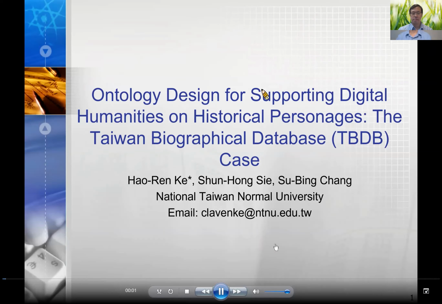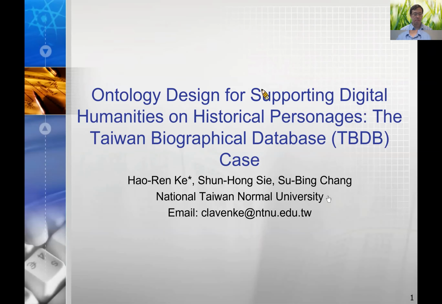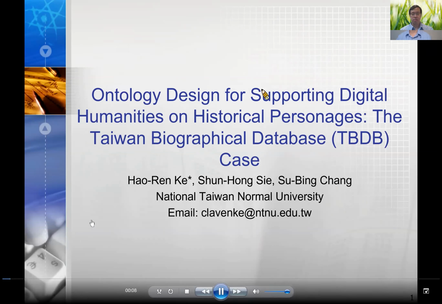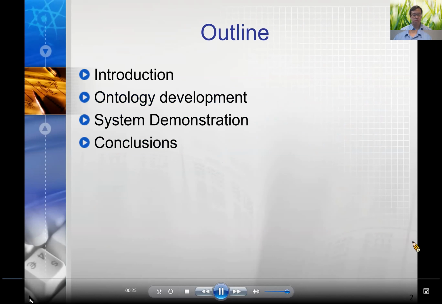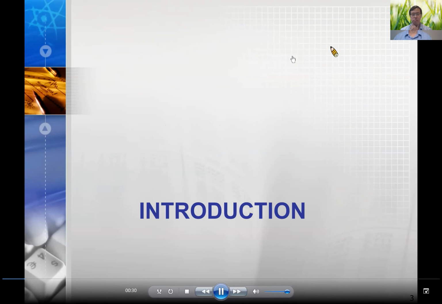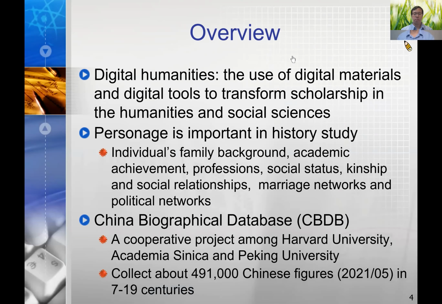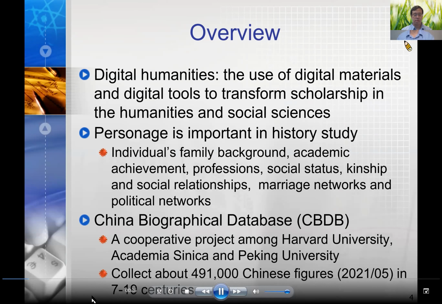Hello, everybody. I'm Hao-Ren from National Taiwan Normal University. It's my pleasure to share with you our experience in designing ontology. This ontology aims for supporting digital humanities on historical persons and is applied to the Taiwan Biographical Database. My presentation is divided into 4 parts. Introduction. Digital humanities can be defined as the use of digital materials and digital tools to transform scholarship in the humanities and the social sciences.